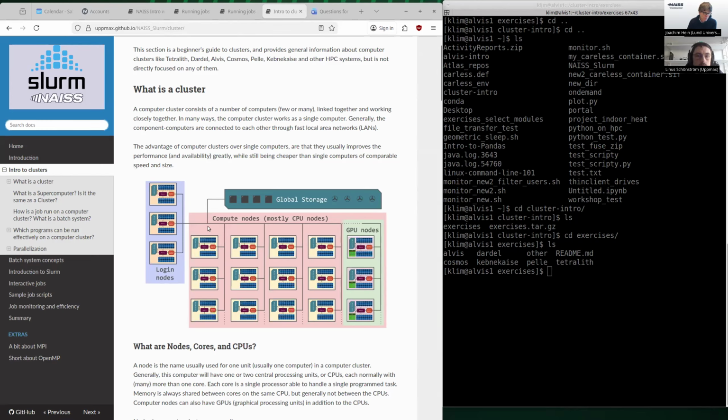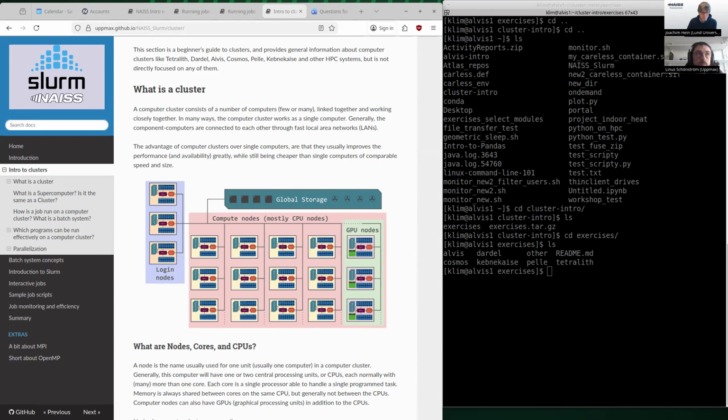These compute nodes, as we can see here, can be CPU nodes or GPU nodes. These nodes are supposed to run the complex computational jobs. Both of them are connected to global storage, which is like storage file systems.